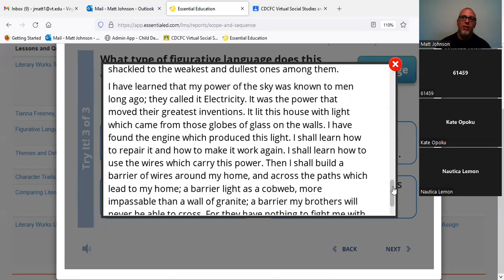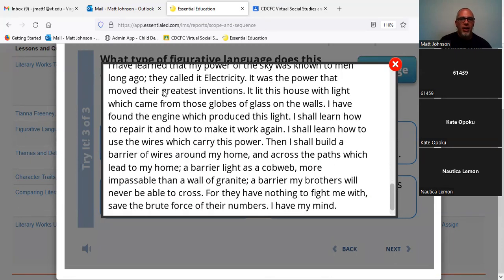I have learned that my power of the sky was known to men long ago. They called it electricity. It was the power that moved their greatest inventions. It lit this house with light, which came from those globes of glass in the walls. I have found the engine which produced this light. I shall learn how to repair it and how to make it work again. I shall learn how to use the wires which carry this power. Then I shall build a barrier of wires around my home and across the paths which lead to my home, a barrier light as a cobweb, more impassable than a wall of granite, a barrier my brothers will never be able to cross, for they have nothing to fight me with save the brute force of their numbers. I have my mind.